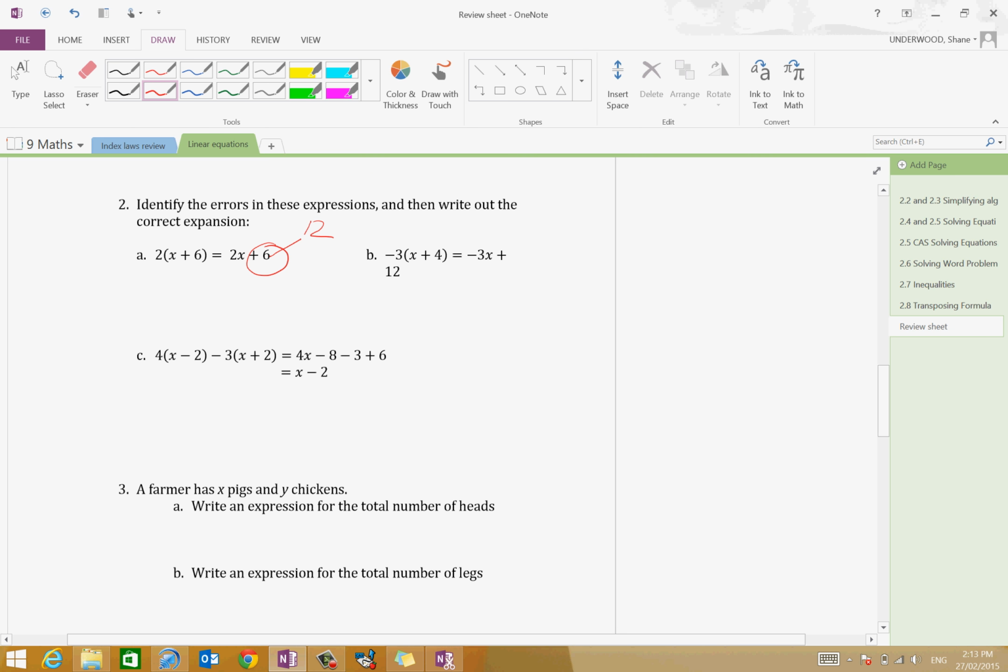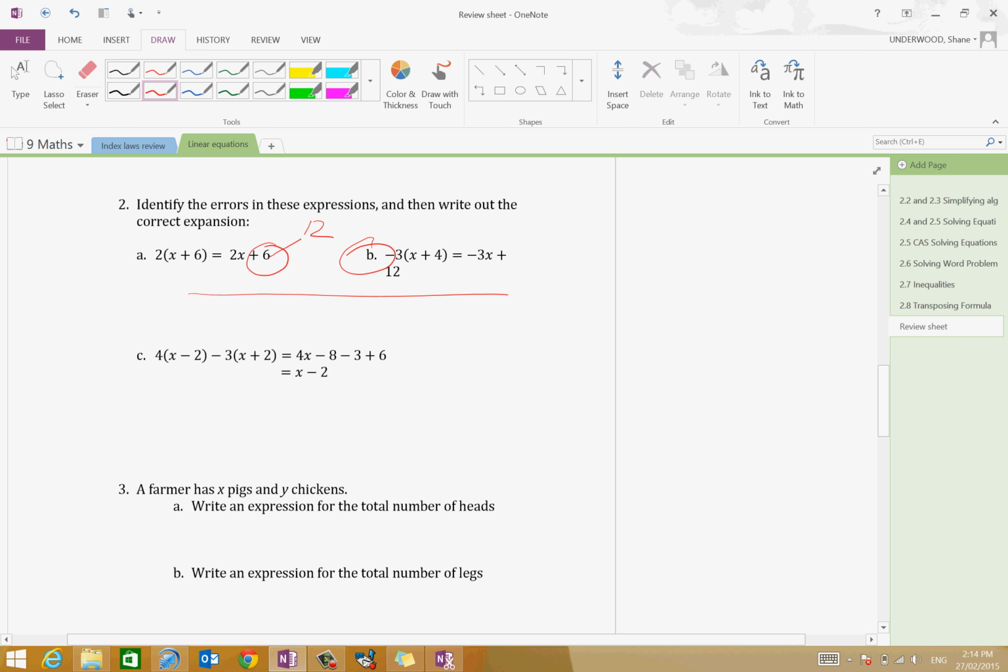So what about over here, Zach? What's happened with this one? What's wrong with this? This should be negative 12. Should be negative 12. Why? Because negative 3 times 4 is negative 12. Okay, I'm not going to write that down, but that's what you should have got.